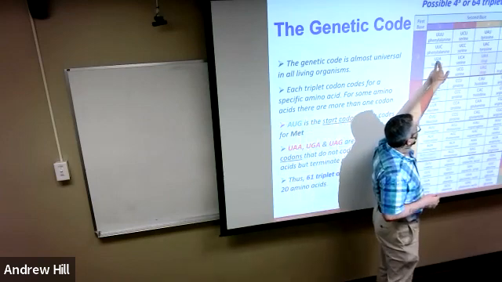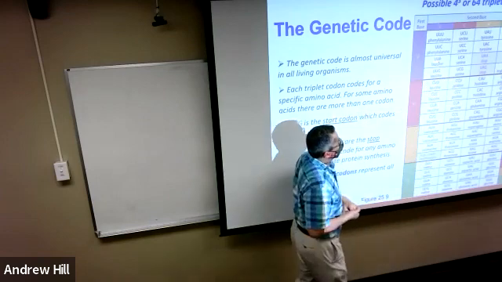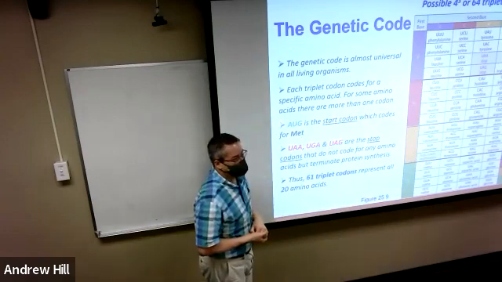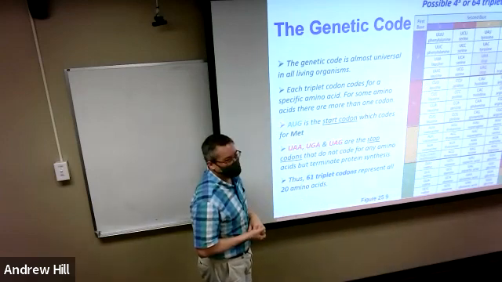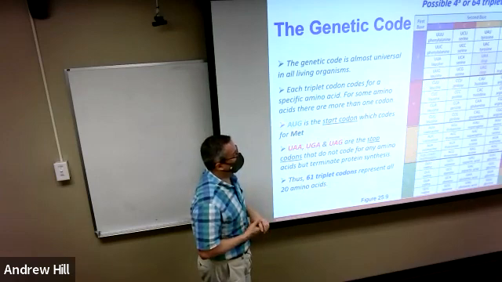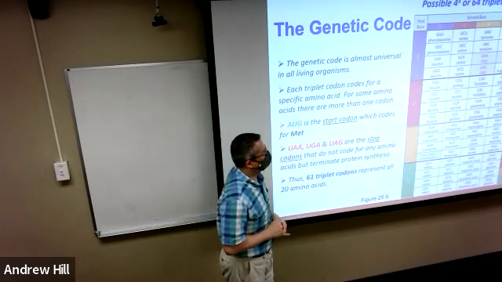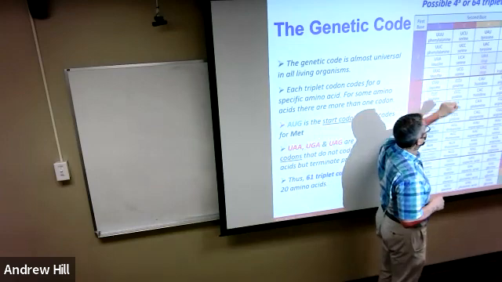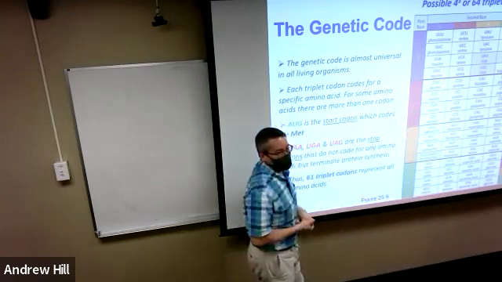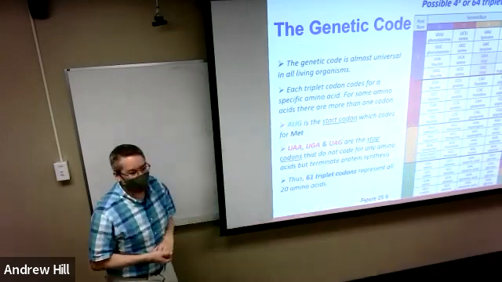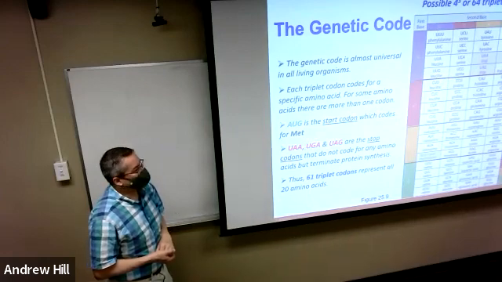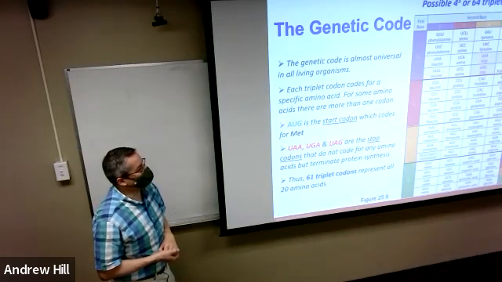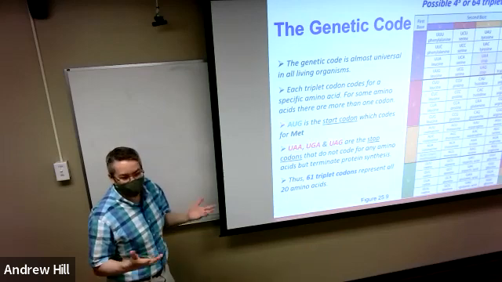All right, so here's a possibility. Look, UUA, that's the codon. That gives us leucine. So those three bases code for the amino acid leucine. But what if the A is swapped out for G? You still have UUG, right? But guess what? You still get the same amino acid. So that's a situation where you can have a mutation and yet it would have absolutely no effect whatsoever.